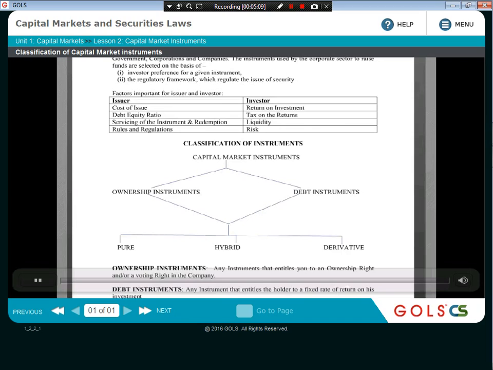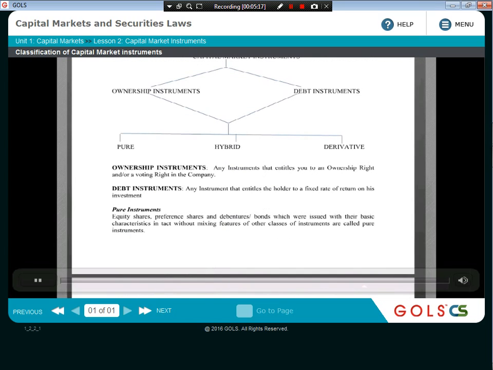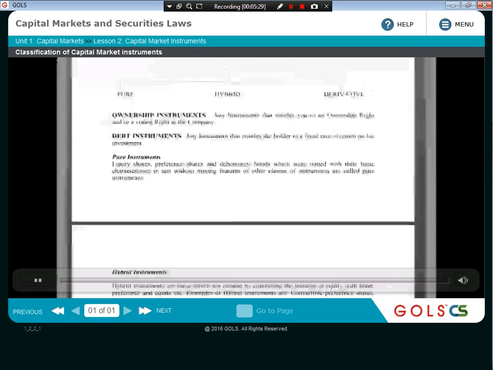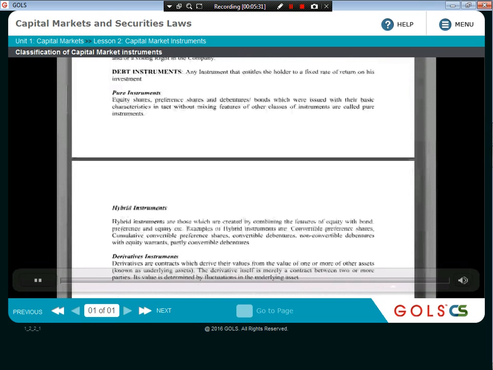By that logic, derivatives have no intrinsic value. Their value is derived from the underlying asset. So that is called a derivative instrument. Ownership instruments give you ownership right. Debt instruments entitle the holder to a fixed rate of return. Pure instruments such as equity, preference shares, debentures, and bonds are issued with their basic characteristics without mixing features of other classes. Hybrid instruments combine the best of both.